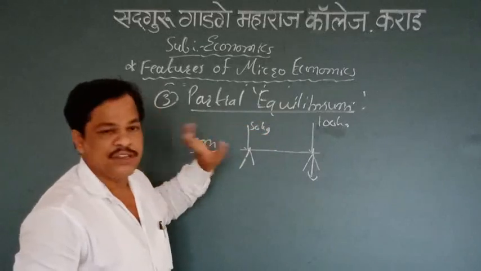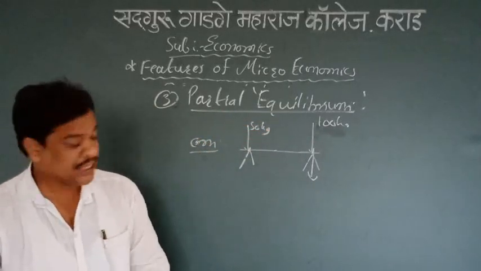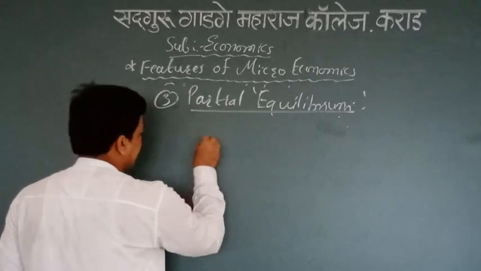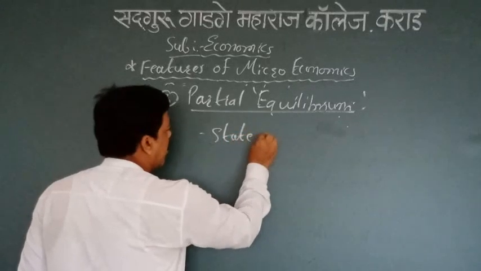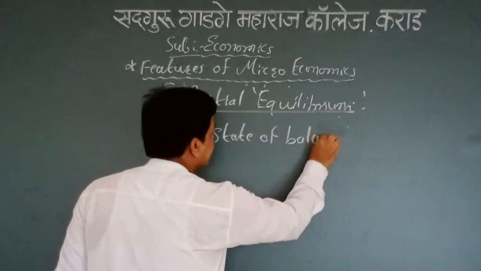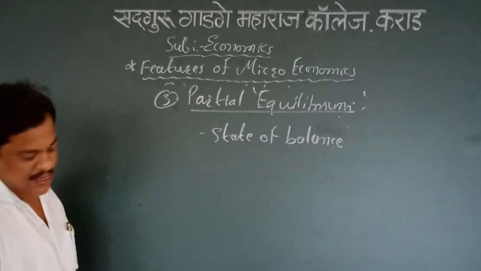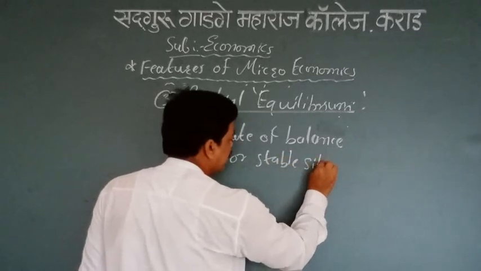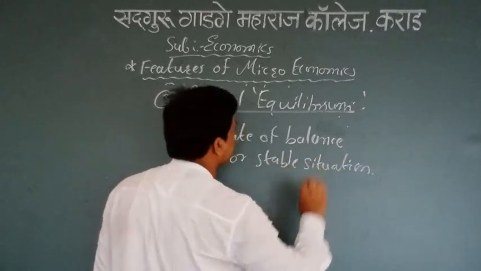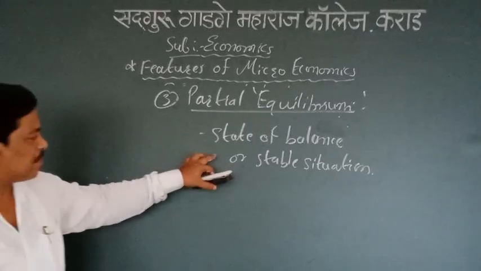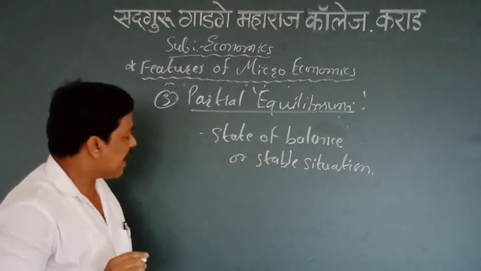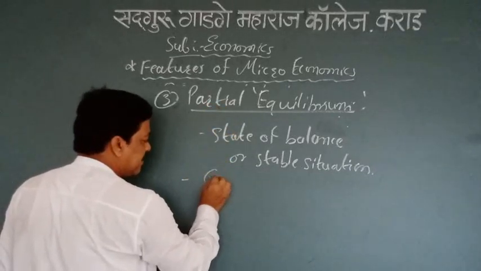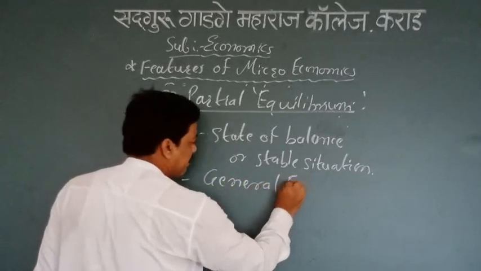Equilibrium means a state which is very stable, a state of balance. Equilibrium is nothing but a state of balance, or you can call it a stable position or stable situation. The term partial equilibrium says something about a balanced or stable situation. Again, there is one more point besides partial equilibrium, that is general equilibrium.